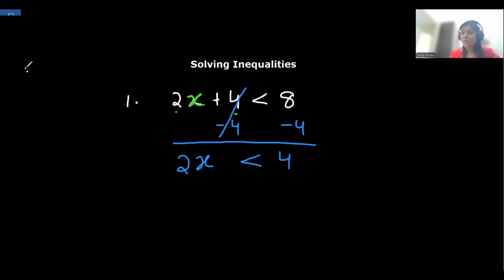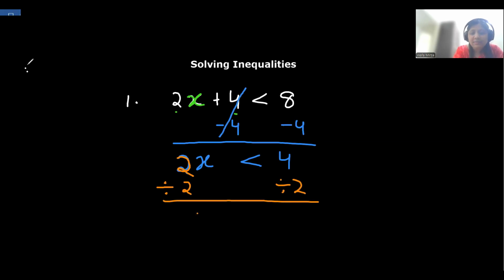Now 2 and x are in multiplication. Inverse of multiplication is division. So if I want to get rid of this 2, I will divide by 2 on both sides of the inequality. So 2 divided by 2 will be 1. 1 times x is x. So I will say x is less than 4 divided by 2, which is 2. It means x can have any value less than 2, not equal to 2. So how will I write my answer?